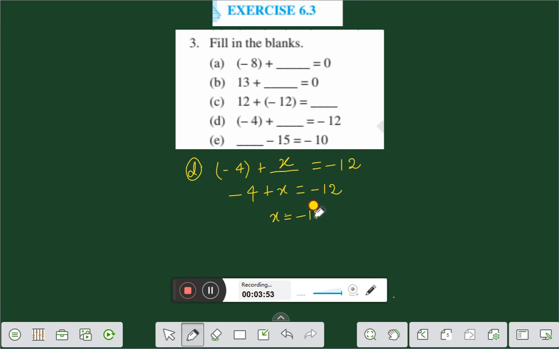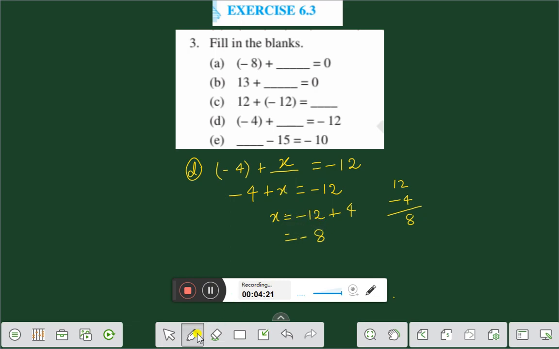-12. In the left side it is -4, on the right side it will be plus 4. One is plus, one is minus. That means you have to subtract the smaller number from the greater number. That is 12 minus 4 is equal to 8. And which one is greater? 12 is greater than 4. Therefore, it will be minus. The value of x is minus 8.